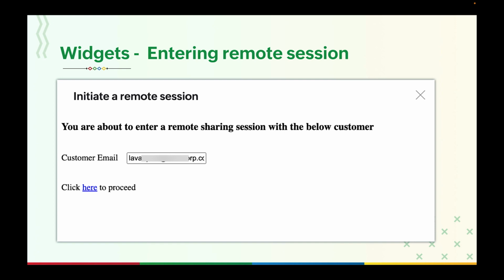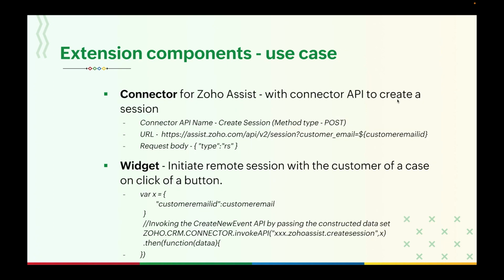So let's see the components that are used in order to achieve this use case. So we would be requiring two major components in order to achieve this use case. One would be a connector to be created for Zoho Assist product, and then we'll have to build a widget to initiate a remote session with the customer of the case on click of a button.